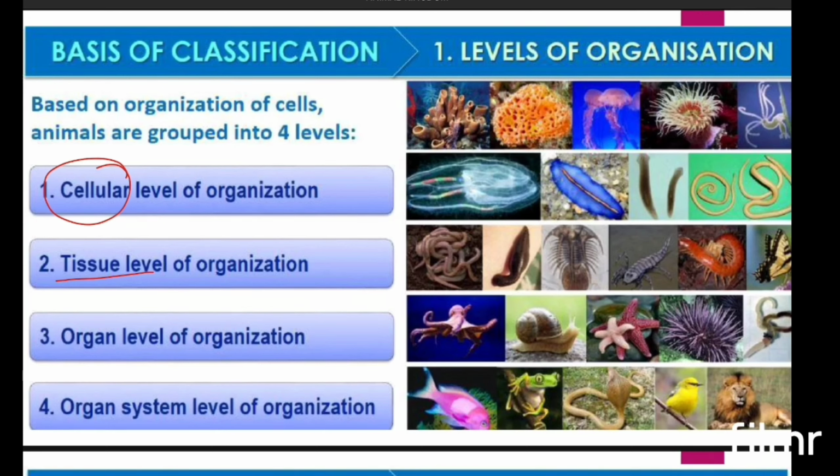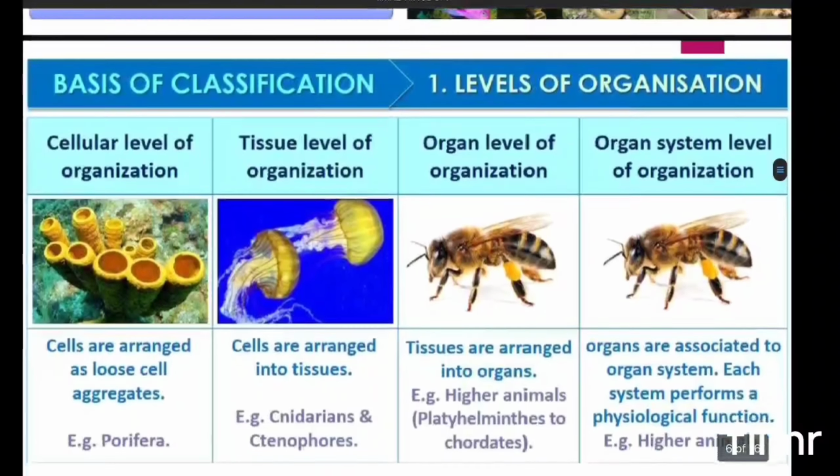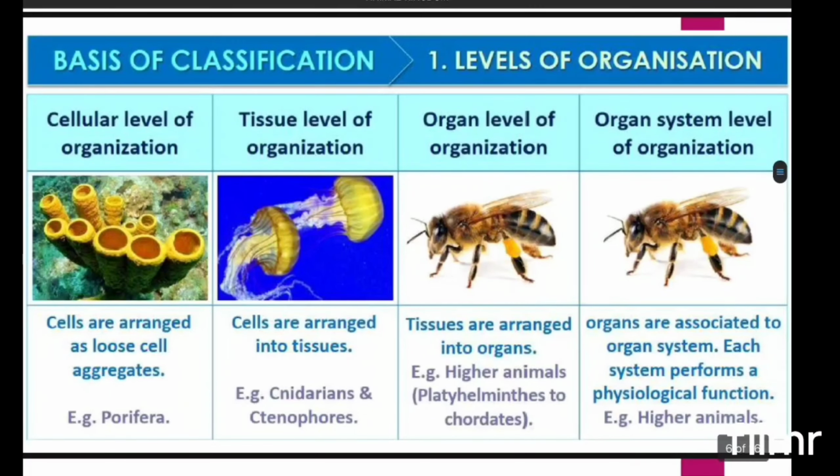In others, the tissues are again modified to form organs, and that is the organ level of organization. Then finally the organ system or organism level. Here I have given all these things. The cellular level of organization is mostly common in Porifera, the sponges and all. The cells are arranged as loose cell aggregates. That means it's multicellular but doesn't form the tissue level. It's simply a mass of cells together performing their corresponding functions.